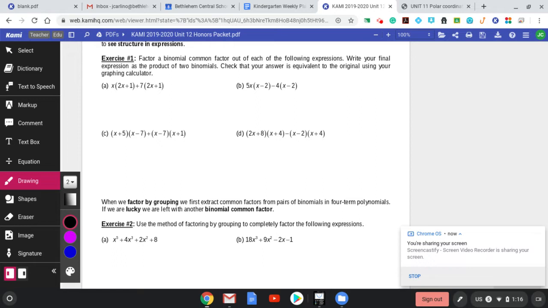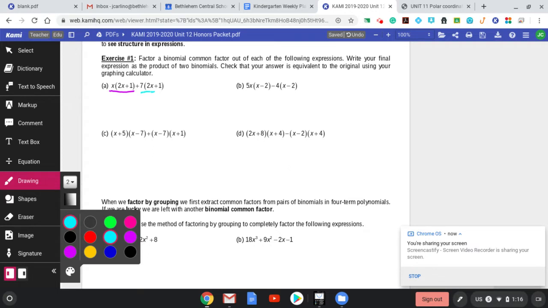Before we do one whole one on our own here, you see part A: I have x times 2x plus 1 plus 7 times 2x plus 1. I don't want you to distribute this at all. We're going to use grouping. Grouping is basically a fancy GCF. Take out a GCF, because look, I have two terms here: this one right here, and 7 times 2x plus 1.